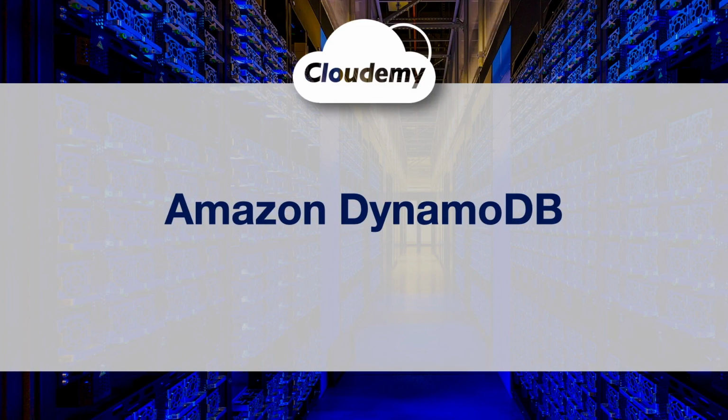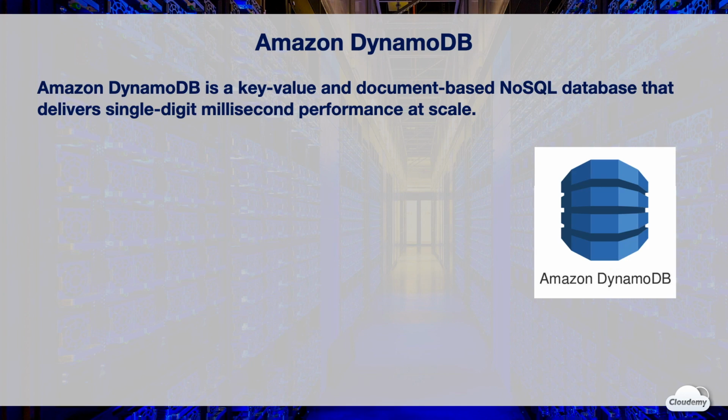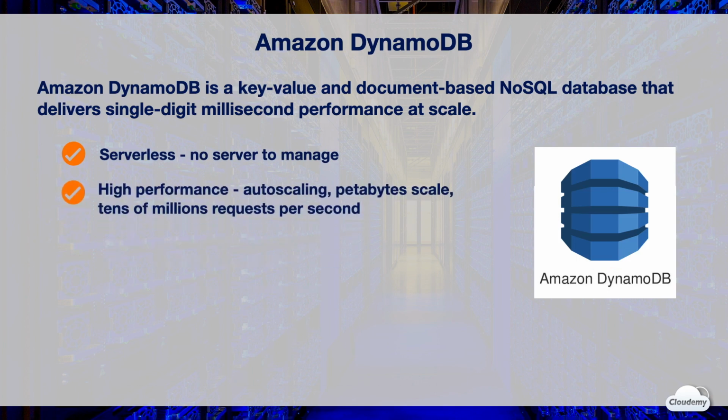In this episode, we're gonna look at Amazon DynamoDB. Amazon DynamoDB is a key value and document-based NoSQL database that delivers single-digit millisecond performance at scale. DynamoDB is the semi-structured database that allows you to easily update the data structure and schema over time. DynamoDB is the serverless database that removes the burden of installing and maintaining any servers or software. DynamoDB automatically scales capacity to maintain high performance.